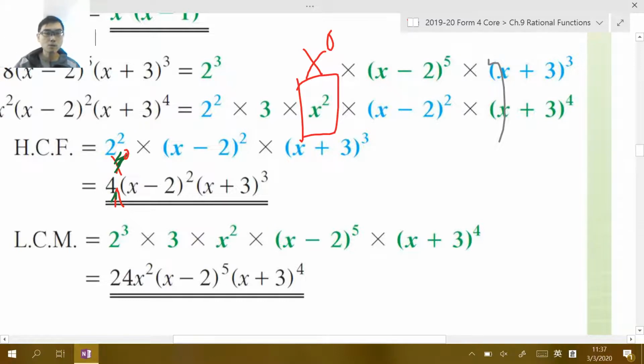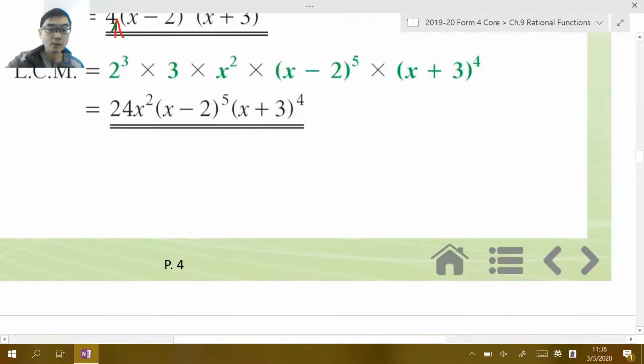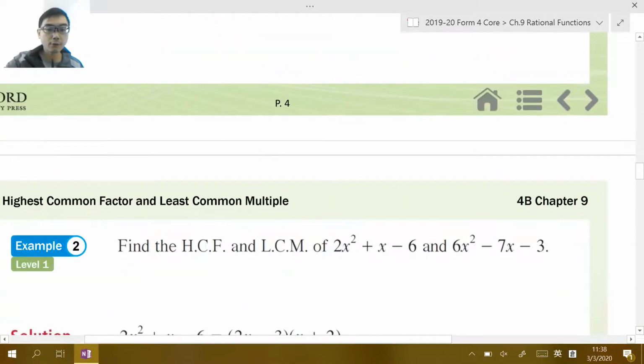Among the polynomials, you do group by group. Okay, you do group by group. And then you take the lowest power for HCF, greatest power for LCM. That's it. So this is actually the main idea, or the only idea you need to learn in this session. So we are going to take a look at a few more examples.